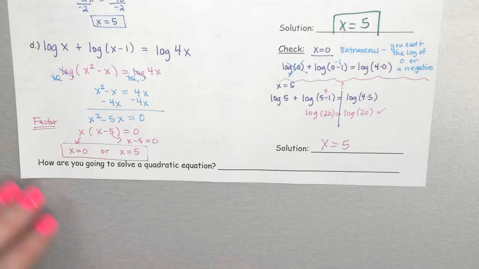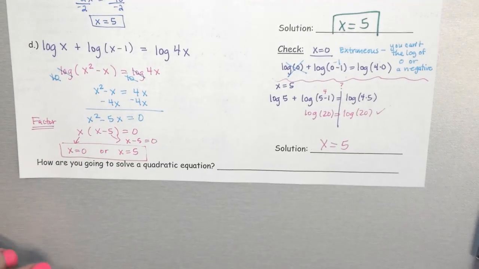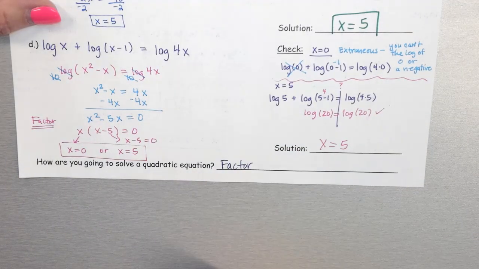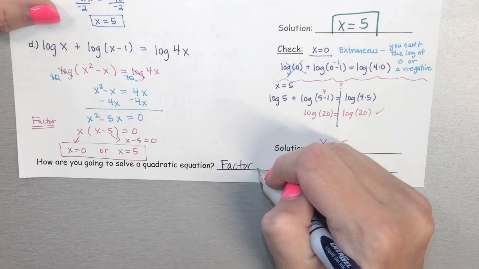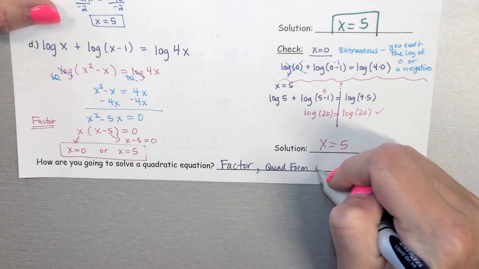Okay, so if you have a quadratic here, at any point, how are you going to solve that? The first thing you should do is try to factor. If factoring doesn't work, then you always have the quadratic formula or completing the square.